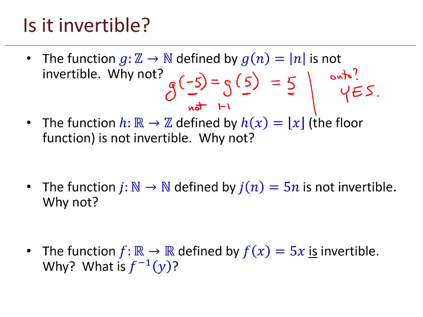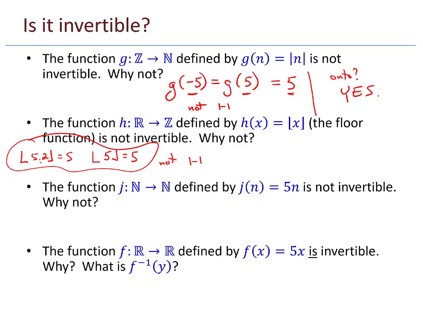Second example, the function h from the real numbers to the integers is defined by h of x equals the floor of x. This is not invertible. Why not? And so, by the way, the floor function rounds down. So the floor of 5.2 equals 5. And also for integers, like the floor of 5 is just 5 itself. But maybe there's my example. I inadvertently gave the example. It's not invertible. It's not one-to-one.